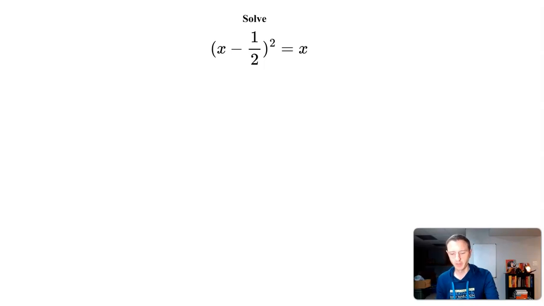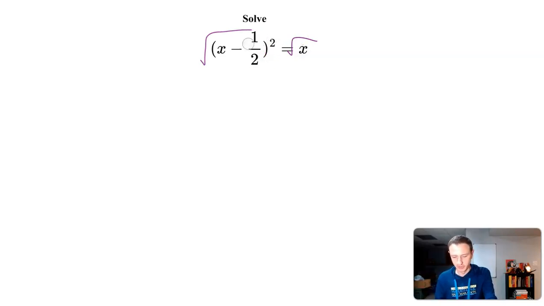Today we're going to look at this problem that just says solve (x minus a half) squared equals x. So this is an interesting problem because your first instinct is to do this. You think about square rooting that because you see that whole term being squared, so you think, well, I'm going to offset that square by square rooting. But the problem with that is that we have an x on the other side. So we have square root of x.